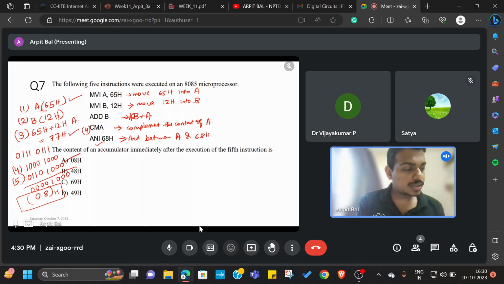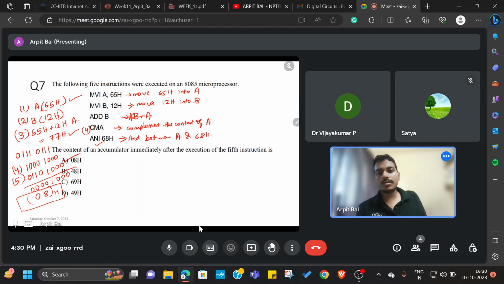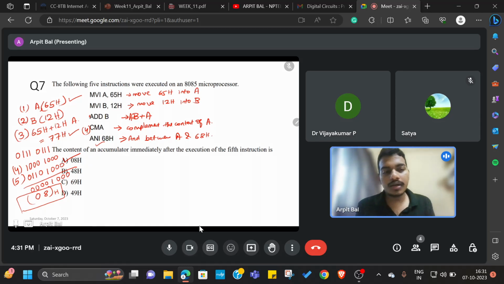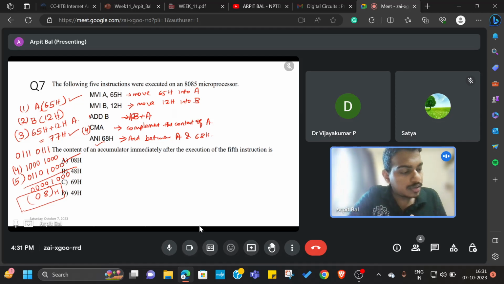Okay, so the next question was related to the content of the accumulator. Here we have done it step by step. First, A contains 65H. Then the content of the accumulator is modified at ADD B. Whatever is B's value, it gets added to the accumulator and the accumulator becomes 77H. Then for the CMA instruction, we complement the content of the accumulator. For ANI, we AND the accumulator content with 68H. So 08H was the answer.